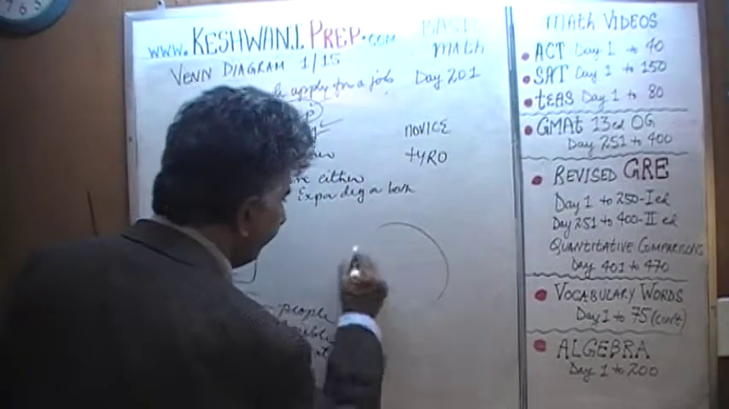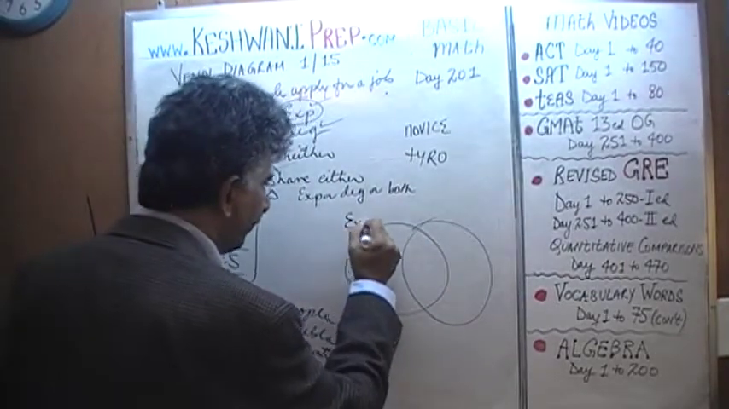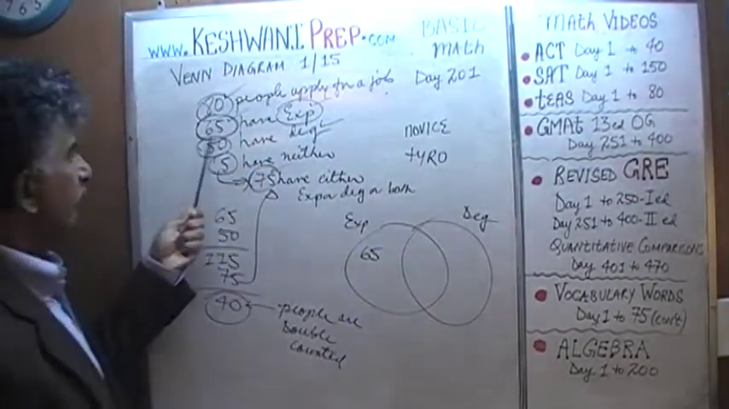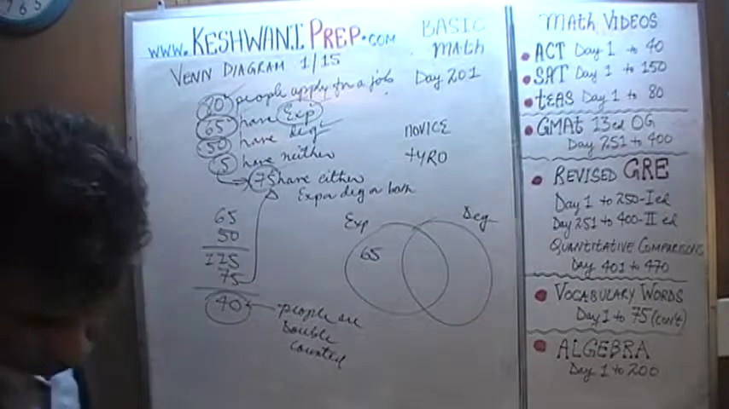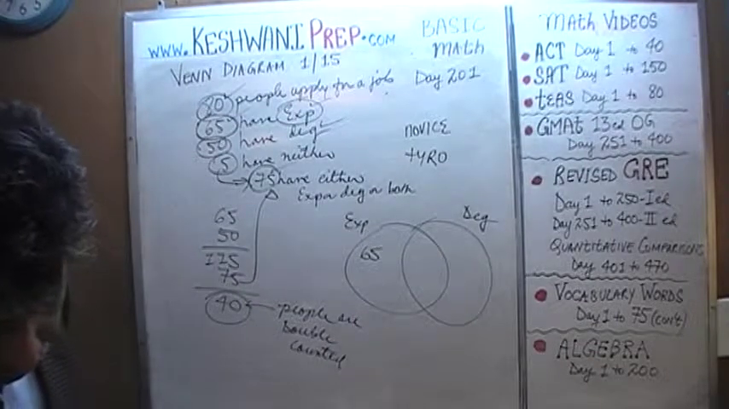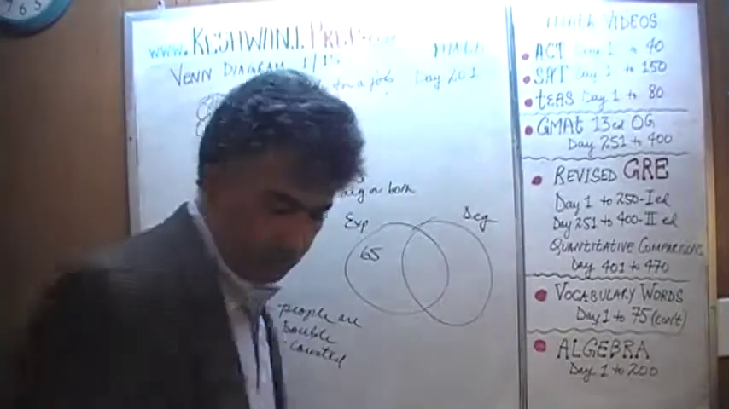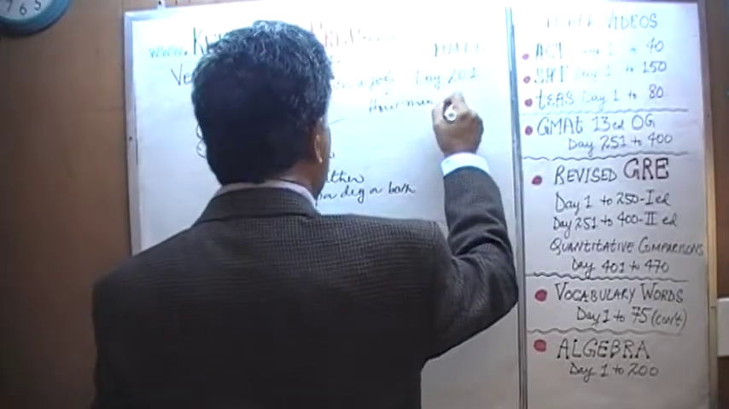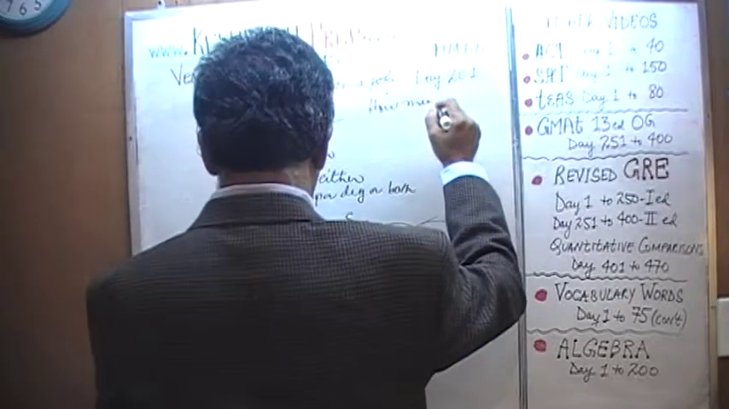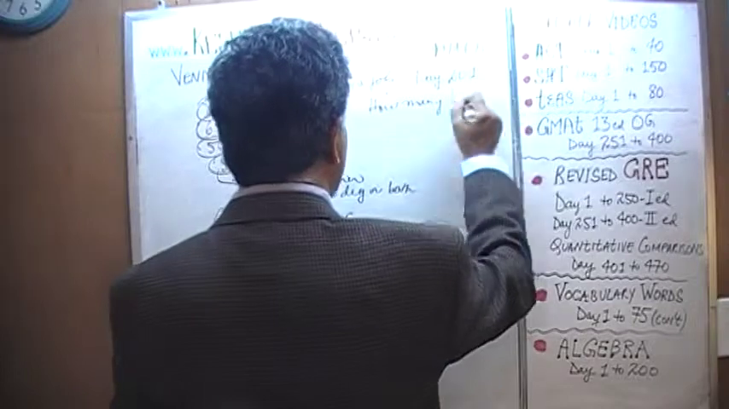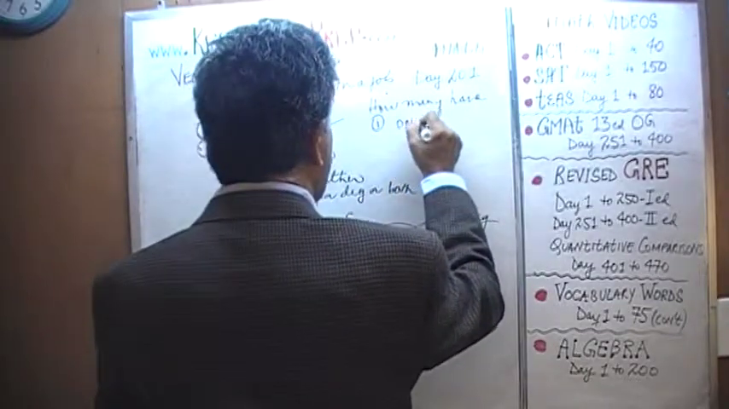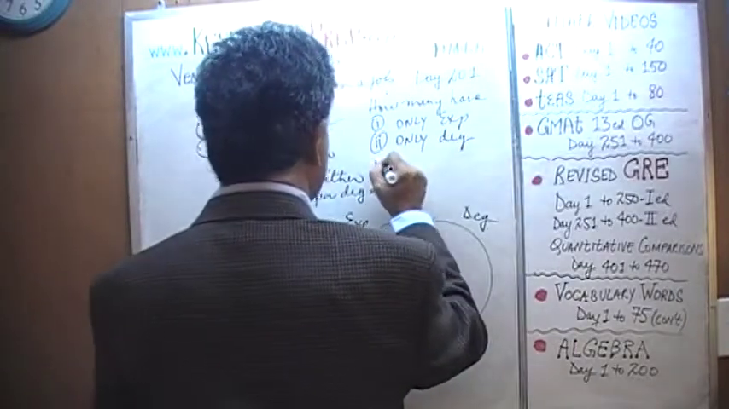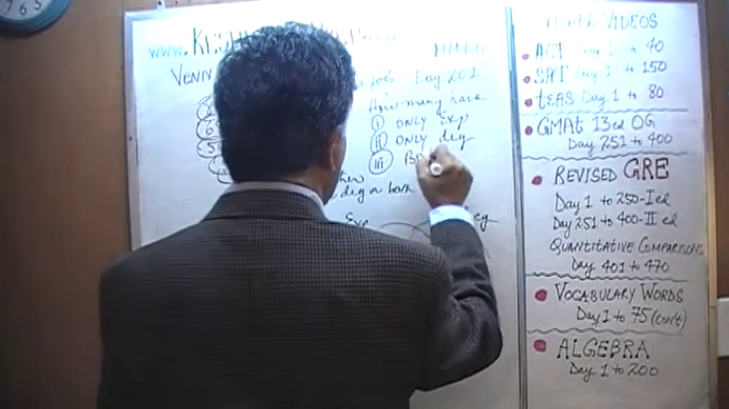Let's show it on the Venn diagram here. So here is our job experience, here is our degree. We know that 65 of them have experience. Oh, I never told you what the question was asking. It's a three-part question. Question was, how many have, number one, only experience, number two, only a degree, and number three, both.